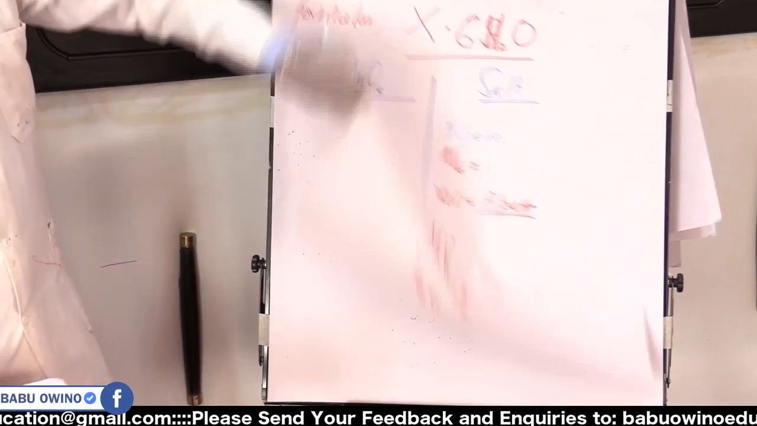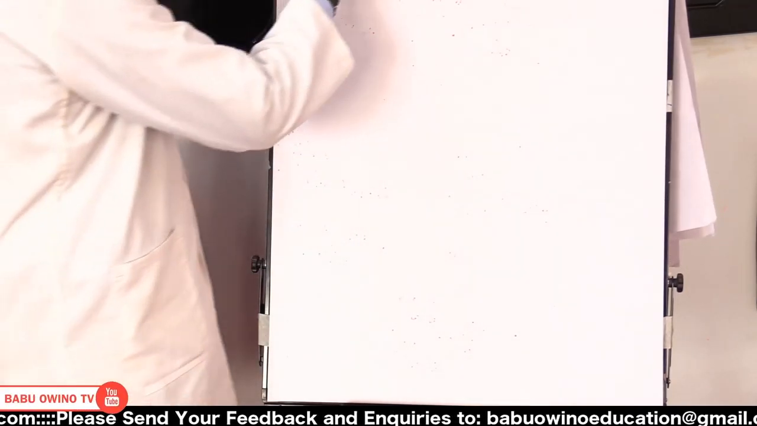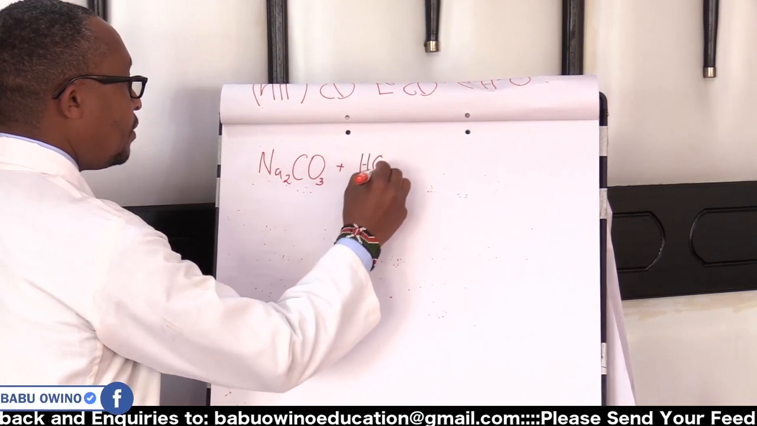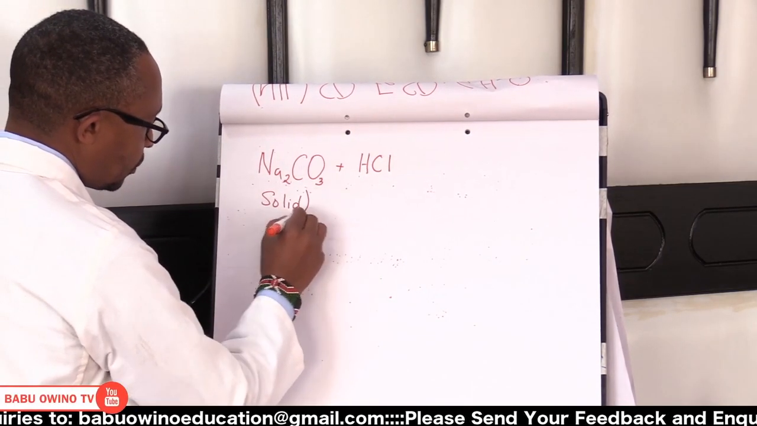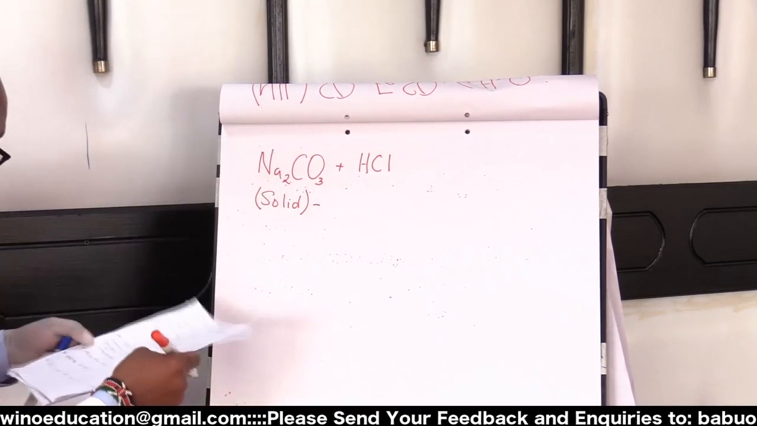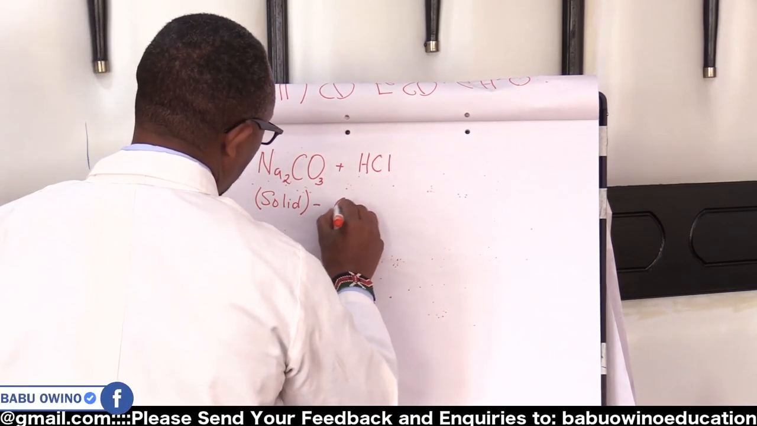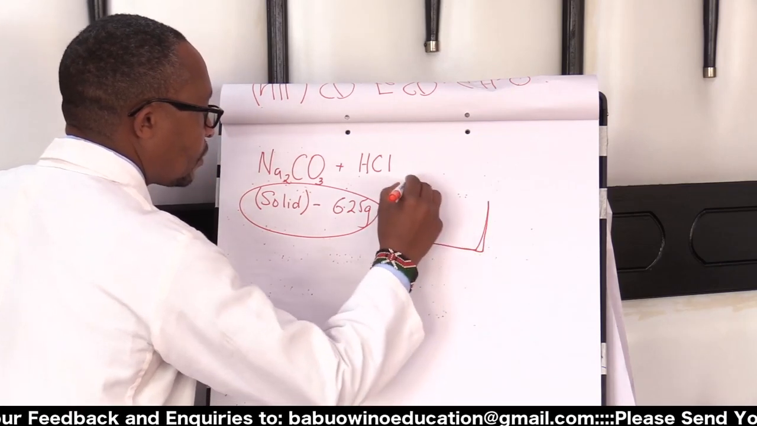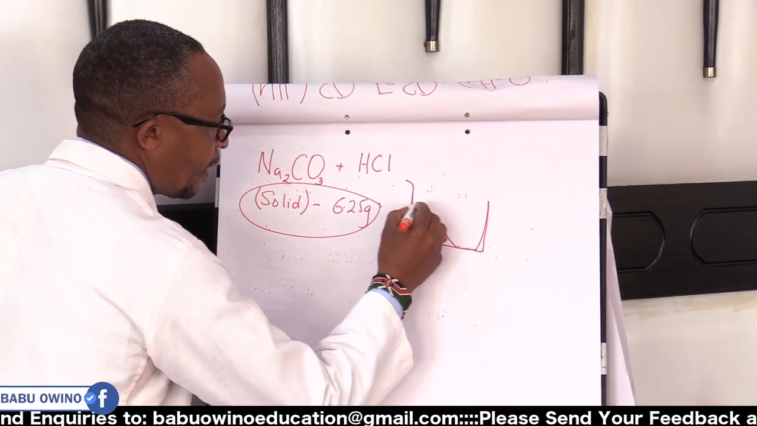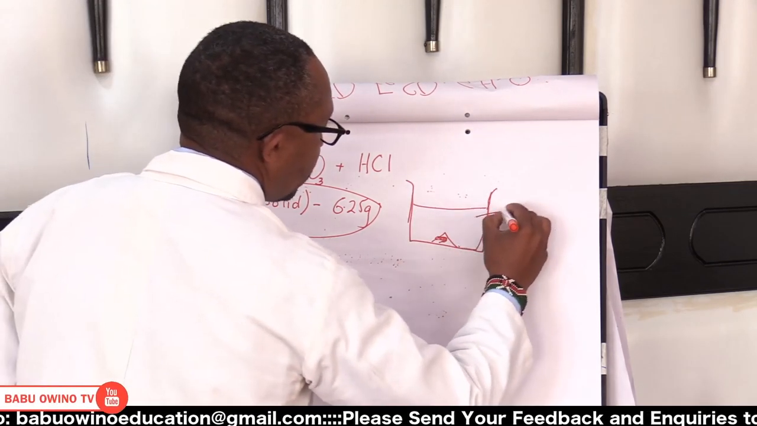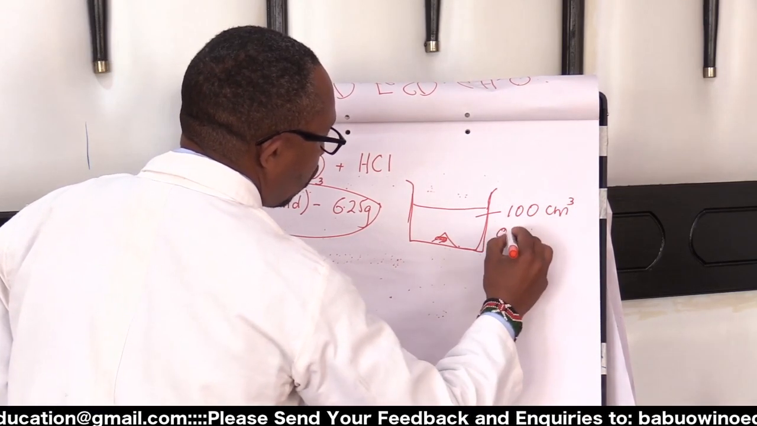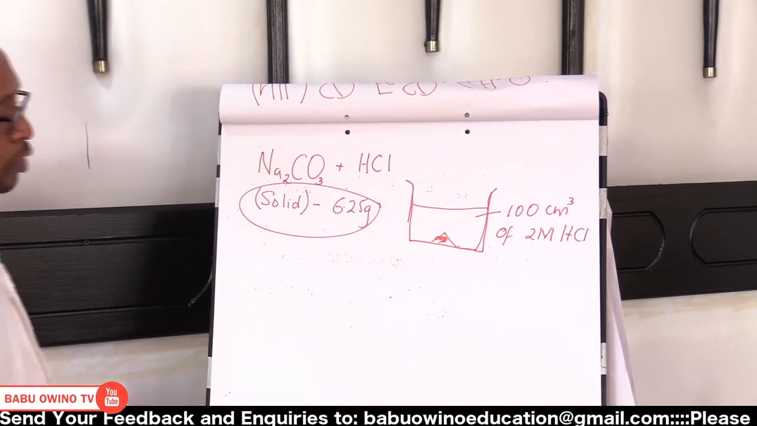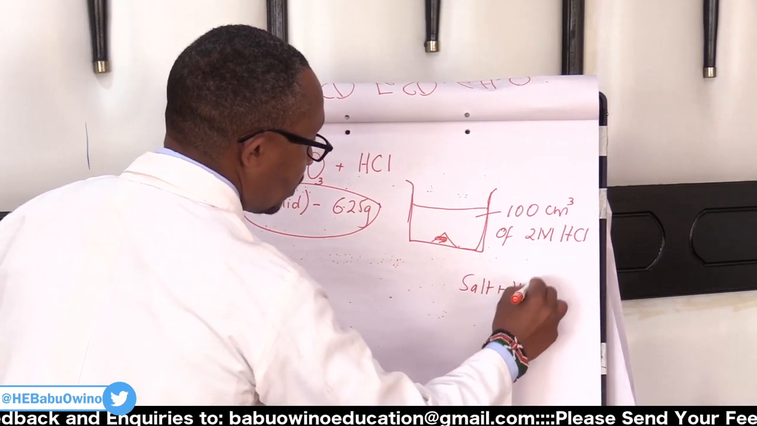And the other one that I wanted to mention is, once again, remember we talked about sodium carbonate, as I wind up, reacting with HCl. So you are given a solid, and this solid could be, let me use values that I have worked out, maybe 6.25 grams. You put this solid in a beaker. Then you are given 100 centimeters cubed of 2 molar HCl. So a carbonate and an acid combine to give you a salt, water, and CO2.